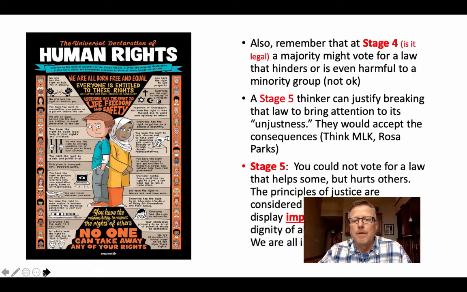At stage 5, you could not vote for a law, if you were a politician, that helps some but hurts others. The principles of justice here are called universal, or universality, that justice should apply to everybody. And we have to display impartiality. We can't favor some when we vote for a tax law that benefits a few people and hurts others.